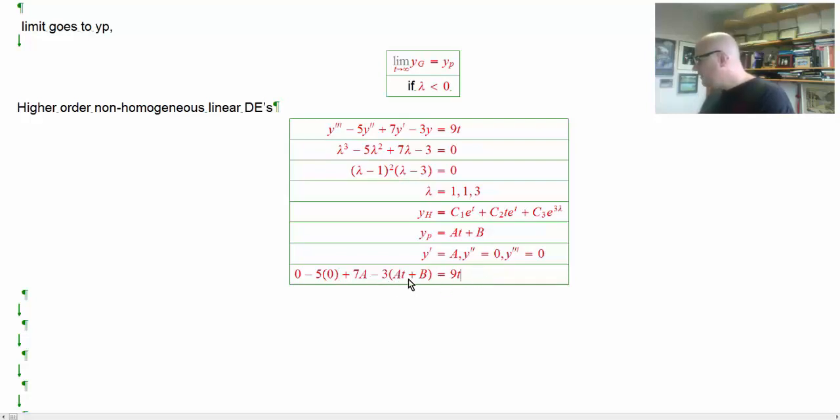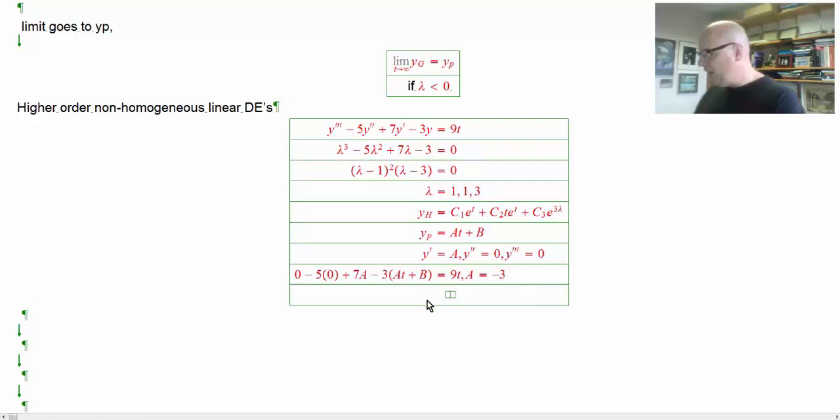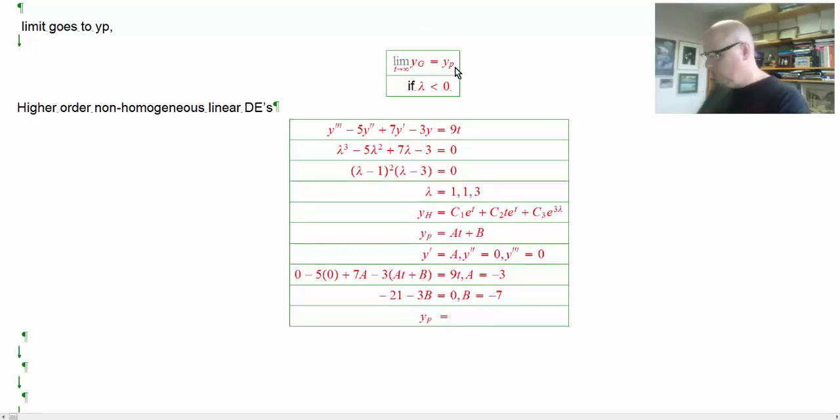Well, it looks like a has to be minus 3, so that the coefficients in front of the t's line up. If a is equal to minus 3, then let's look at the constant coefficients here. I get 7a, which I now know is minus 21, minus 3b has to equal 0, so b's got to be minus 7. So then our particular solution to this cubic is going to be equal to minus 3t minus 7.